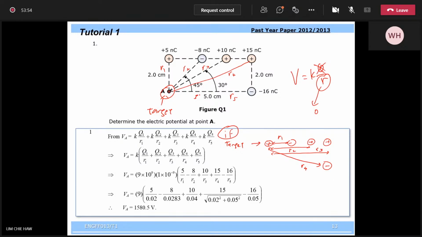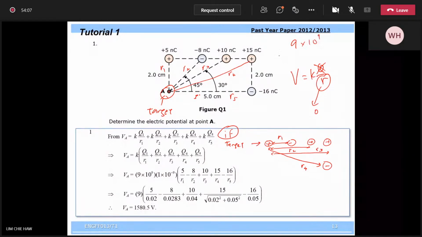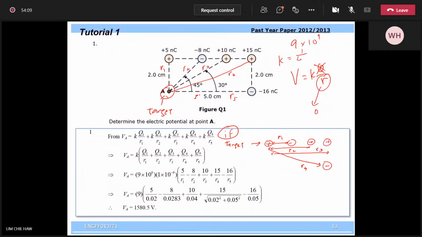I have a question. For the K, isn't it supposed to be 9 times 10 to the power of 9? I already mentioned many times, you can straight away use 9 times 10 to the power of 9, or you can use 1 over 4 pi epsilon 0, which is 1 over 4 pi times 8.5 times 10 to the power of minus 12. It doesn't matter, both will give you a very close answer.